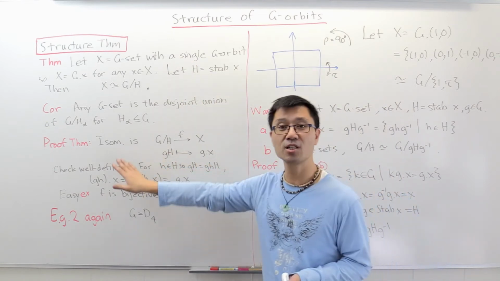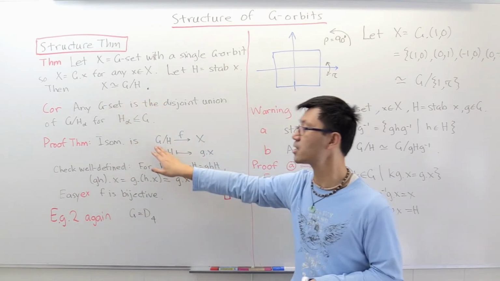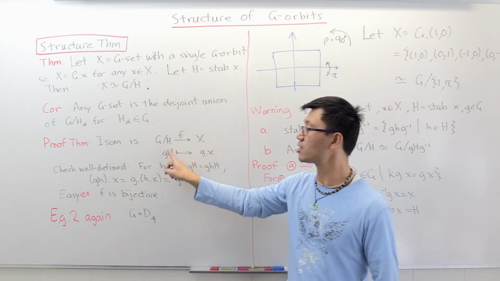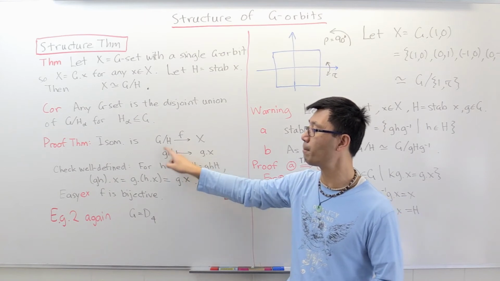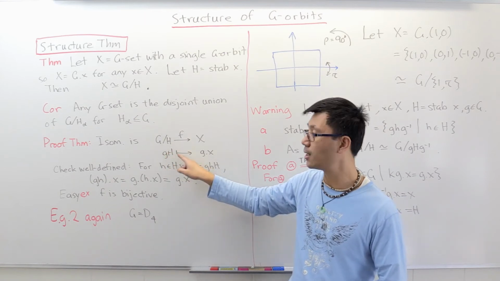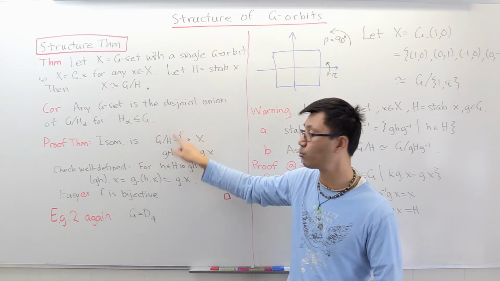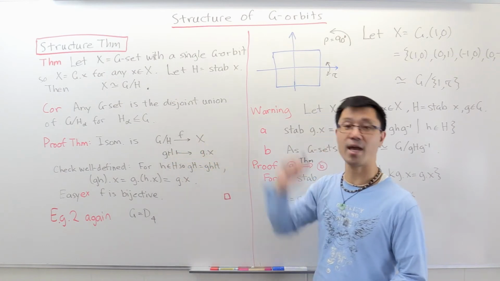So I just need to exhibit an isomorphism, in this case going from the G-set G mod H to this X. And the way it goes is as follows. Suppose I have this coset gH. Remember, this is the set of all products little g times little h, where little h ranges over all the elements of this subgroup H. And what I do is I send this element to g.x.